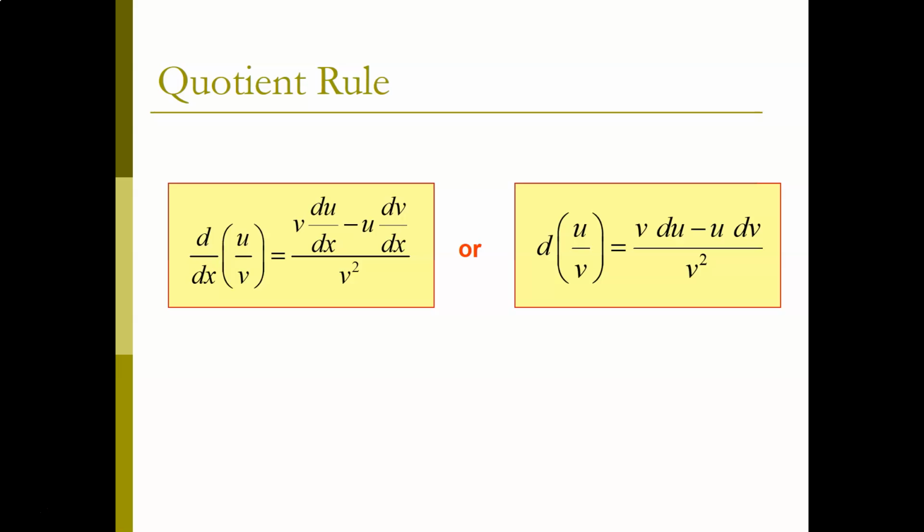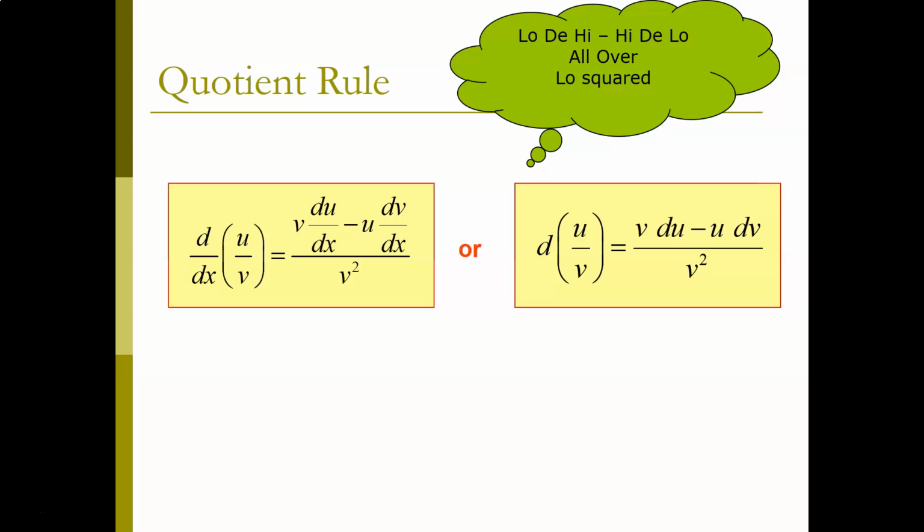Now, if you find it a little bit confusing, there's a little bit of a song we can sing. Some people like to say low d high minus high d low, all over low squared. Now, what does this mean? Well, the low d high means the lower function, which would be v, then you have the d, which is the derivative of the high function. So low d high is the lower function times the derivative of the higher function, minus high d low, which is the high function times the derivative of the low function, all over the lower function squared. Low d high, high d low.